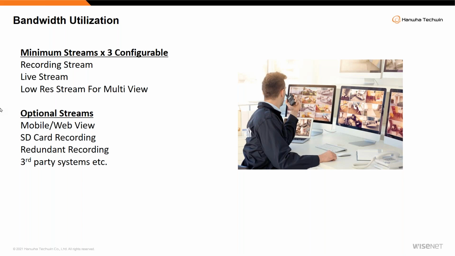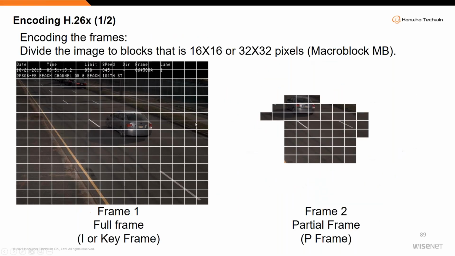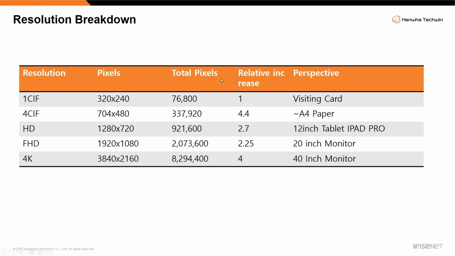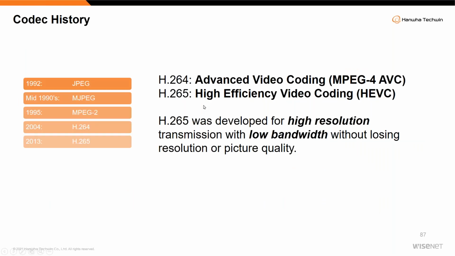Okay, let's resume. So till now what we learned is we talked about f-stop, we talked about iris, then we talked about the resolution. Higher the resolution, better image quality, you can see more clearly, more details, and it requires more storage and more bandwidth. So to reduce that storage and bandwidth, see, bandwidth is directly related to storage. If you're sending 2 Mbps, that means you're recording 2 Mbps. If you're sending 5 Mbps and you want to record it, you're recording 5 Mbps. So the more bandwidth, the more storage.